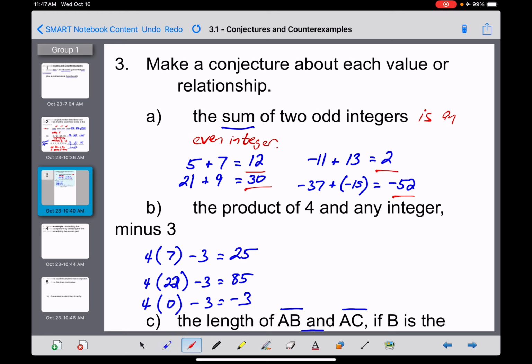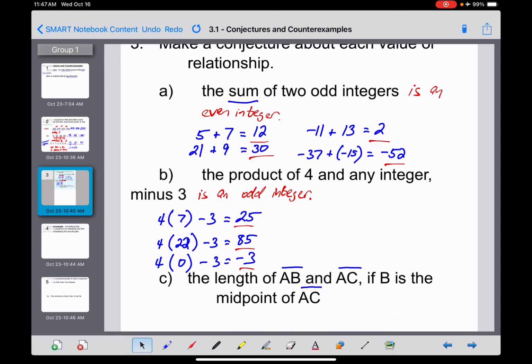So 3 is probably good, guys. Let's take a look. What do we notice about all 3 of our answers here? Looks like they are all going to be an odd integer. So that's what I'll say right here, is an odd integer. And there's our conjecture about what's going on in part B.